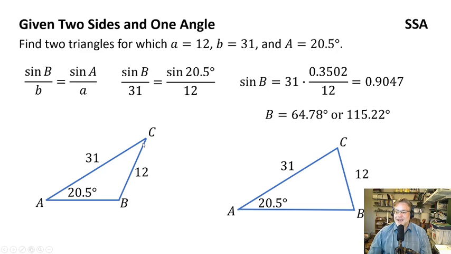Just take this side and then basically swing it to the opposite side of this perpendicular here. Just basically put it here. That is the same length of this side. So this side length hasn't changed, this side length hasn't changed, this angle hasn't changed, but we get a second possibility here for a triangle.